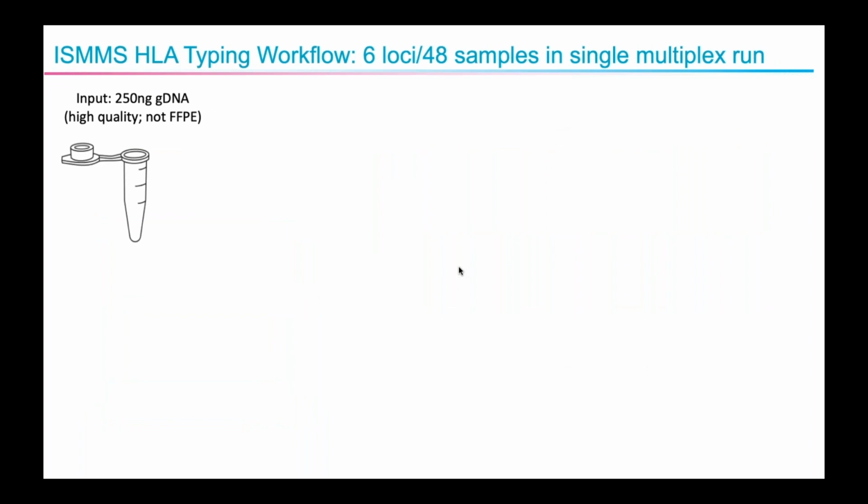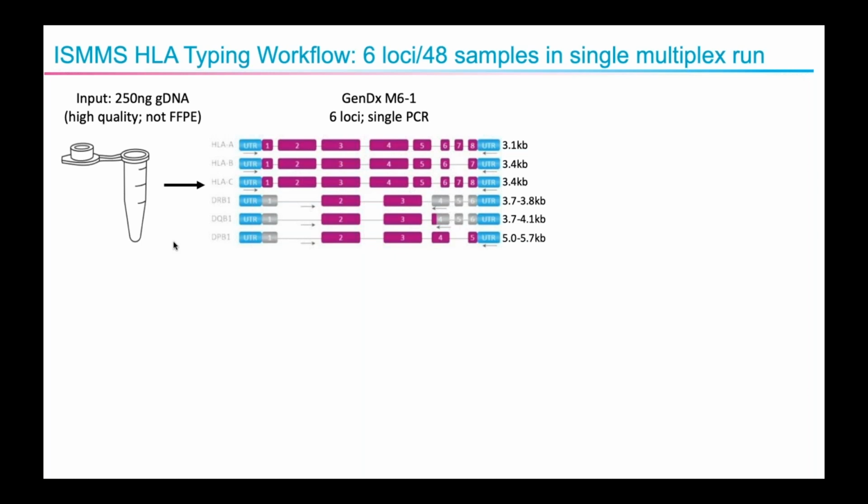So our protocol is as follows. We take between 200 and 250 nanograms of high-quality genomic DNA, so this cannot unfortunately be done with FFPE material. We do the GenDx M61 protocol as written, which gets you 6 loci, 3 class 1 and 3 class 2 in a single PCR. The amplicons that come out of this are mostly full-length genes, and they range from 3 to 6 kb.